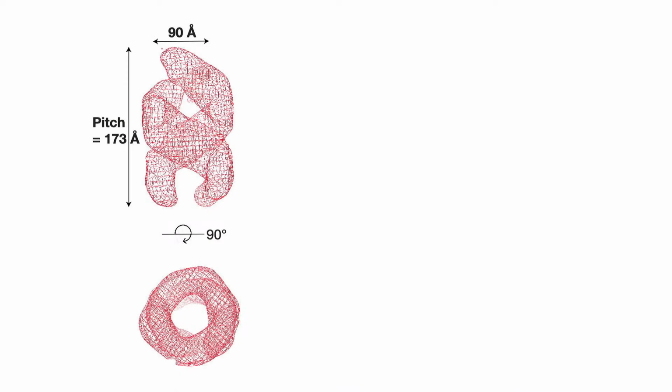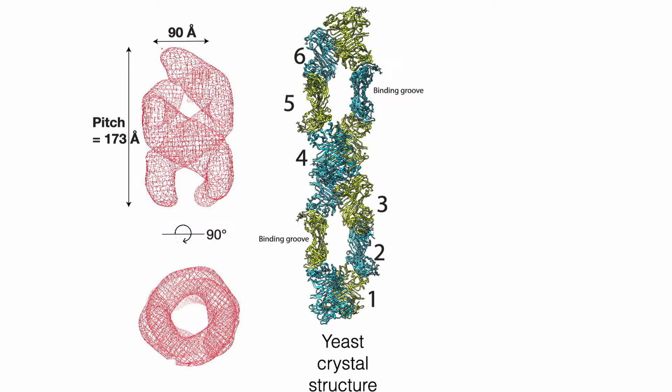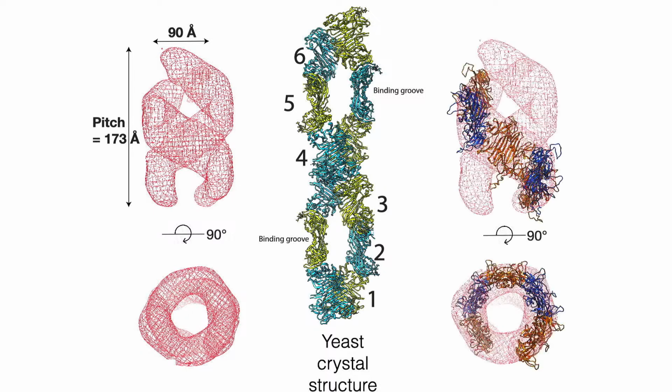When we did this subtomogram average, we can get the pitch and the diameter quite well. There was a crystal structure of this protein in yeast, and it crystallized like this, but nobody knew whether that was an artifact of crystallization or whether it was biologically meaningful. Our interpretation is that in the human, anyway, the double helical structure is biologically meaningful. The human has a different pitch. We don't know if that's a difference between human and yeast or if that's just a crystallization artifact, but this is what it looks like in the human.